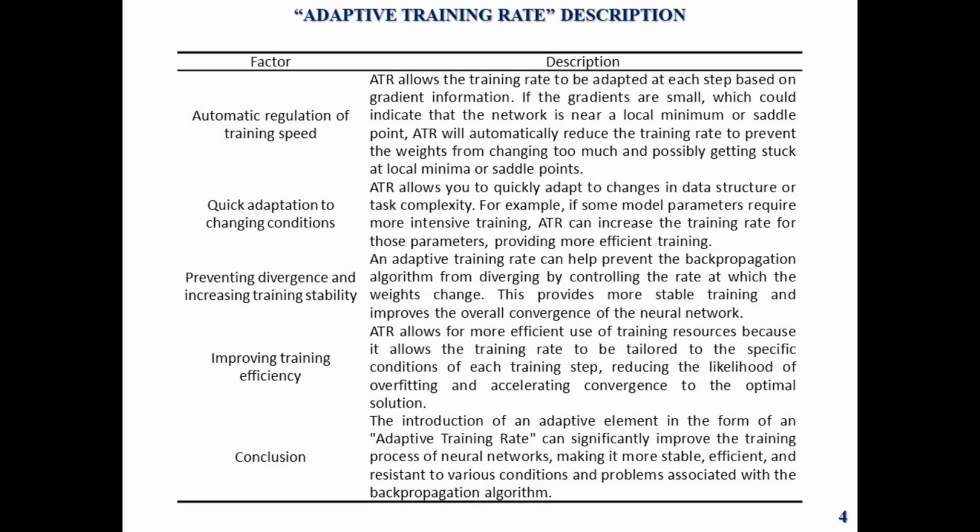One possible optimal adaptive element to improve the backpropagation algorithm could be the adaptive training rate, ATR. This element will dynamically change the training rate depending on the gradient obtained at each training step.